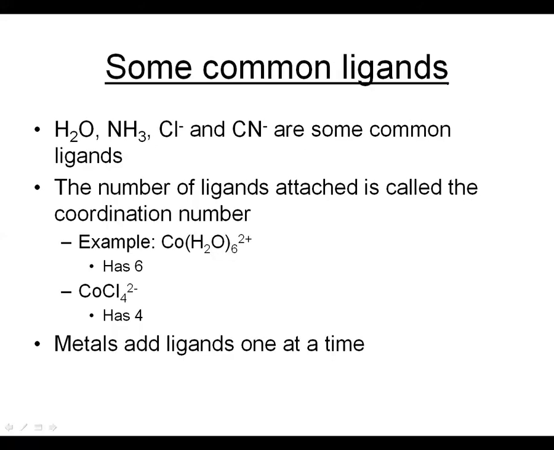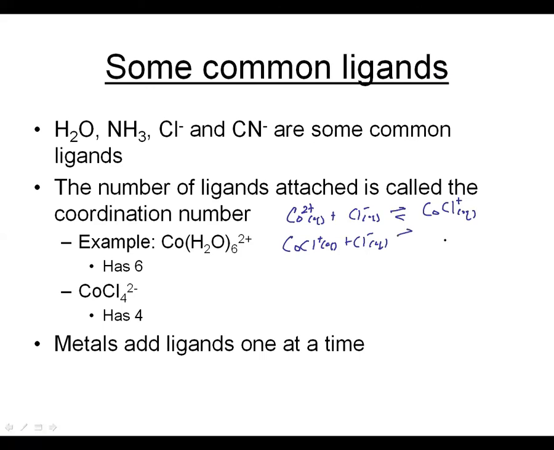They do happen one at a time. So for example, if we look at the one we were just looking at, we have our cobalt 2 plus. The first thing that happens is this first ligand comes on, and we get something like CoCl plus. Then that CoCl plus would pick up the next one.